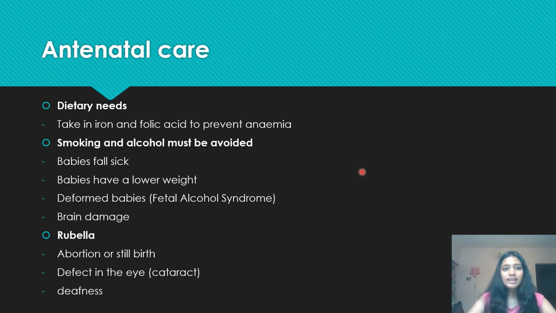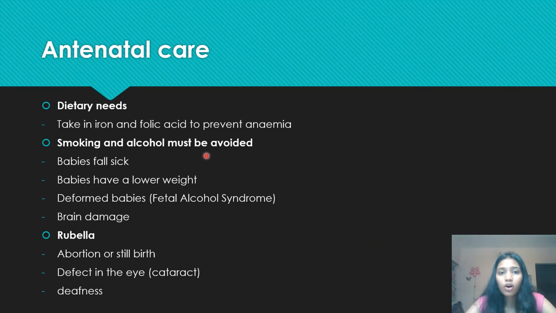Okay, antenatal care. What is antenatal care? It is basically what you need to do before giving birth. One is dietary needs, that is taking in enough iron and folic acid to prevent anemia. Folic acid is basically a vitamin. Anemia is a condition where you are tired and sleepy a lot. It is a lack of red blood cells in your body. A type of this is sickle cell anemia, which I've covered in inheritance, I think, and I will also cover it in variation. So there needs to be an intake of iron and folic acid.